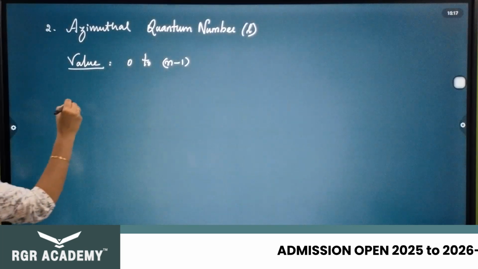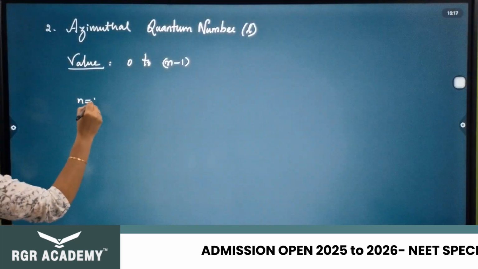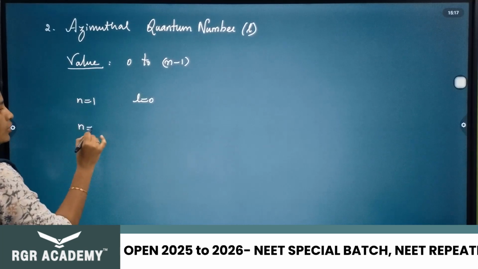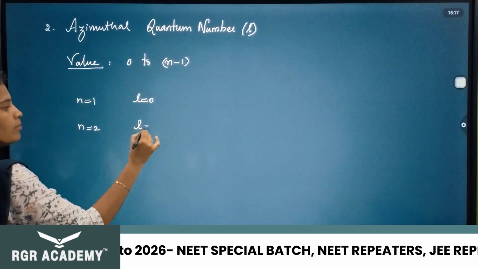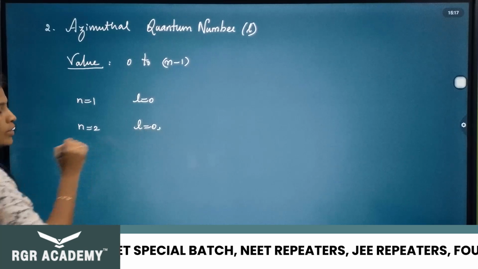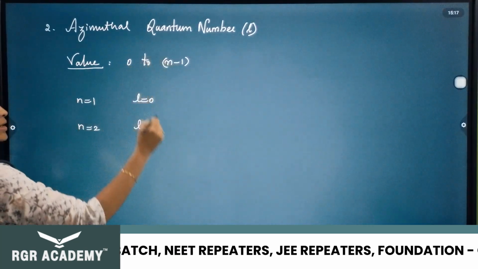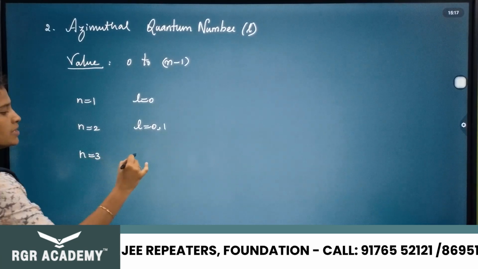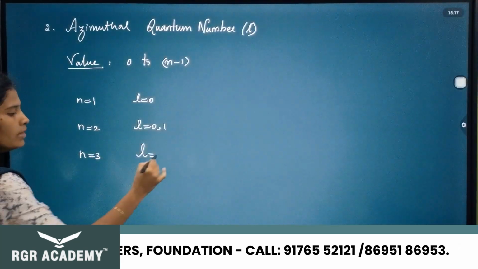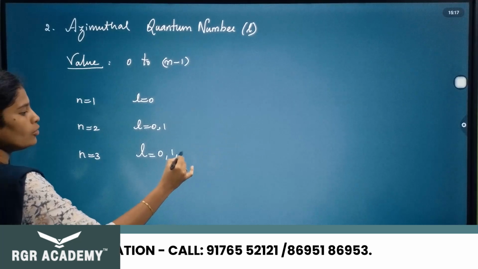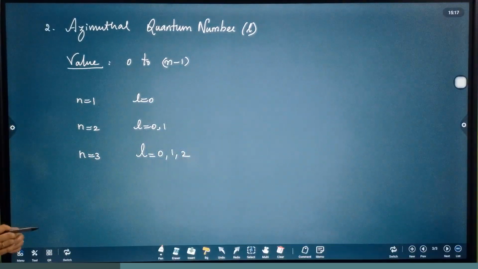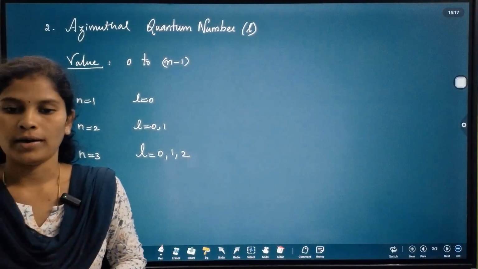Here, if n is equal to 1, L can be 0. If n is equal to 2, L can be 0, comma, up to n minus 1, which is 1. If n is equal to 3, the permissible values of L can be 0, 1, 2, up to n minus 1. So the value of L is restricted by the principal quantum number.